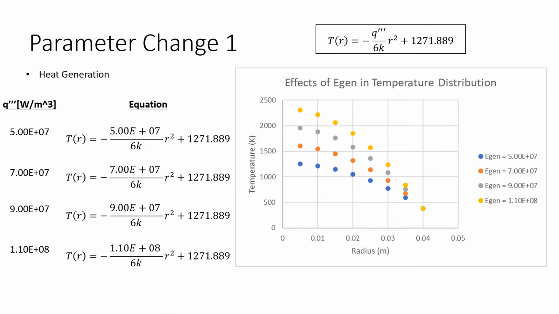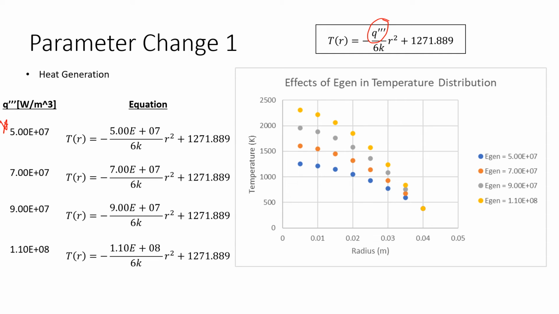So now that we have our temperature distribution equation, I'm going to change some parameters so we can see how that affects the distribution. So for the first change, I'm going to look at heat generation, which is our Q triple prime. So we have our original one to start with when Q triple prime is equal to 5 times e to the 7th, and then I increase that. We'll get our new equations for each one, and I plotted the distribution for each radius.